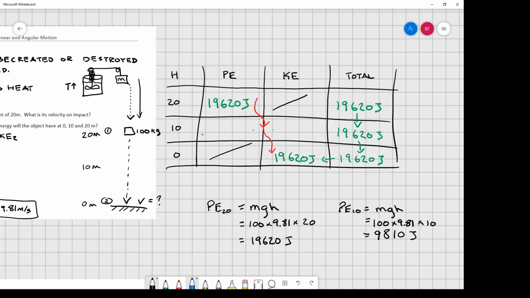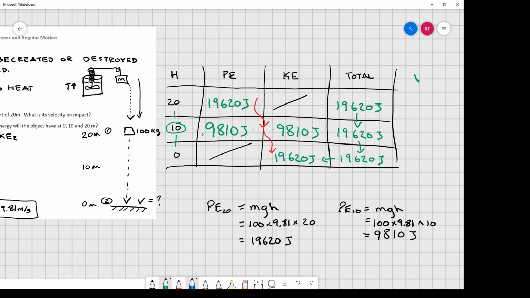So I have 9810 joules of potential energy, and if we subtracted 9810 from 19620, we would find that we have an equal balance at that point. Halfway down, half of the energy had converted to kinetic energy. One thing to caution you about is, yes, we have it where 10 meters is halfway between 0 and 20, and yes, we have switched half of our energy as we go through.